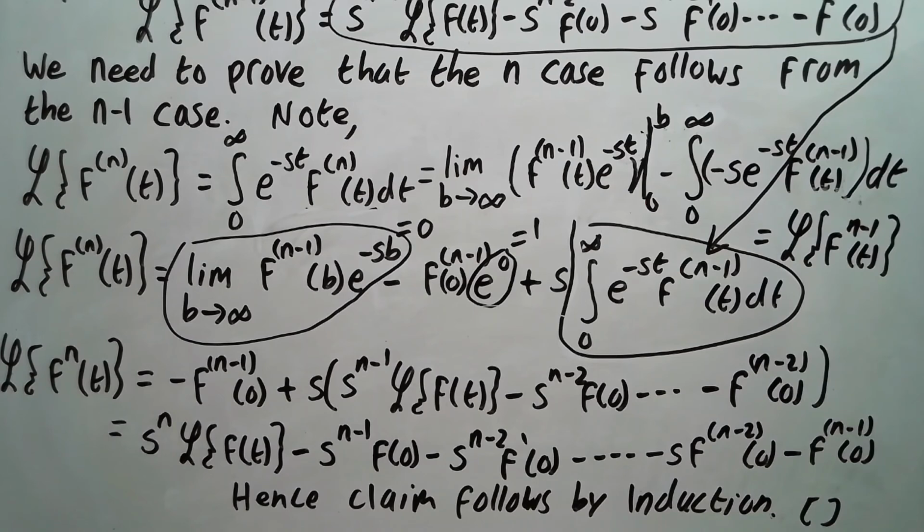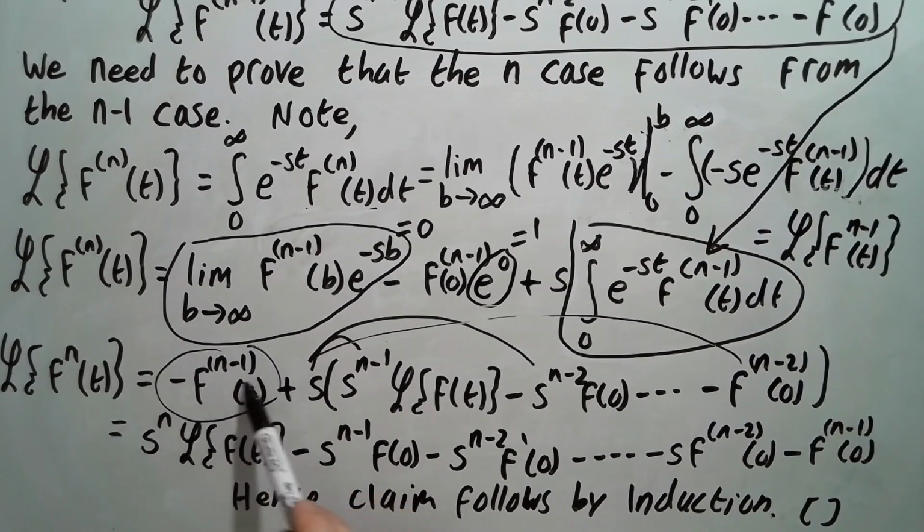Okay, so again, multiplying this s in here, you'd have s to the n, the Laplace transform of f(t) here. Then you'd have s to the n minus 1, f of 0. And then this one over here would be, at the end, s times the n minus 2 derivative evaluated at 0. Then this guy here, you can put at the very end. And that's what we're trying to show. So hence, the claim follows by induction.